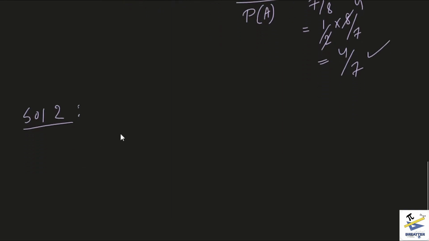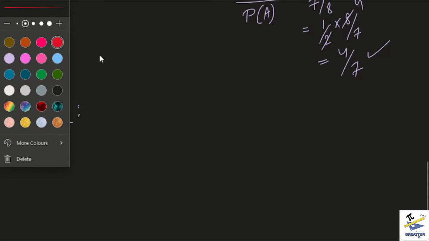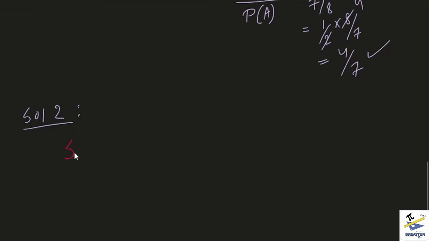Now again, the sample space S would be something like this. I'll just write it quickly. Sample space would be HHH, HHT, HTH, THH, HTT, THT, TTH and TTT, right? This is the sample space.